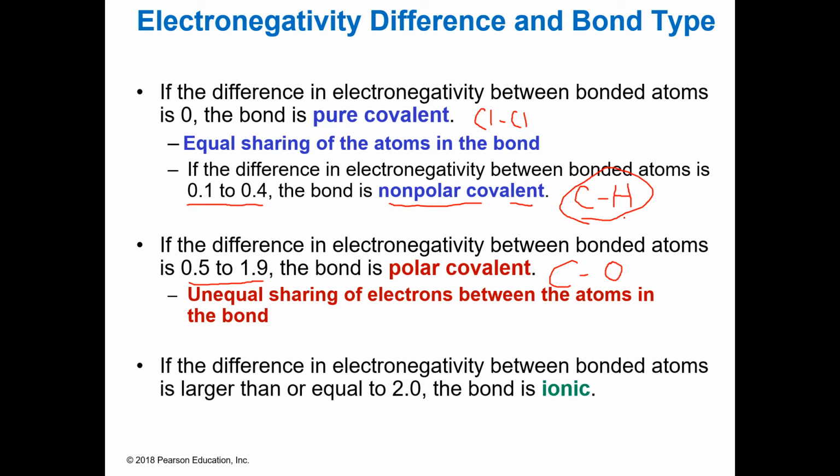Carbon-hydrogen is nonpolar. If the electronegativity difference numerically is greater than 2, then we have an ionic bond. So these are your metals and your nonmetals coming together, like sodium chloride. Their difference in electronegativity will be 2 or greater. But we know an ionic bond is metal and nonmetal, or it includes a polyatomic ion.